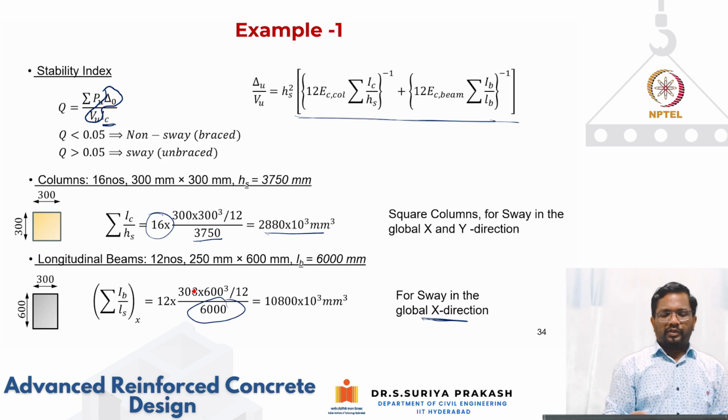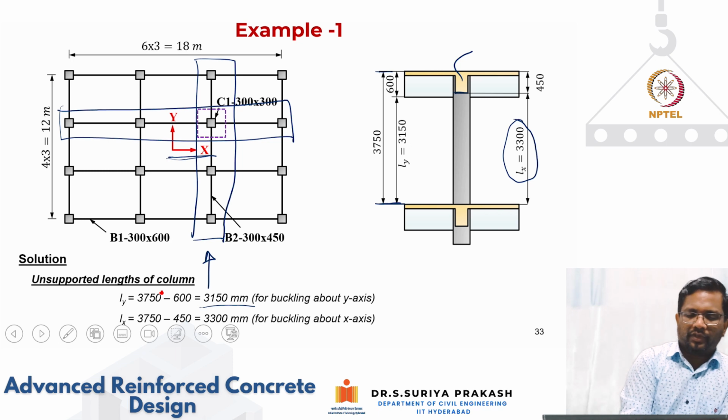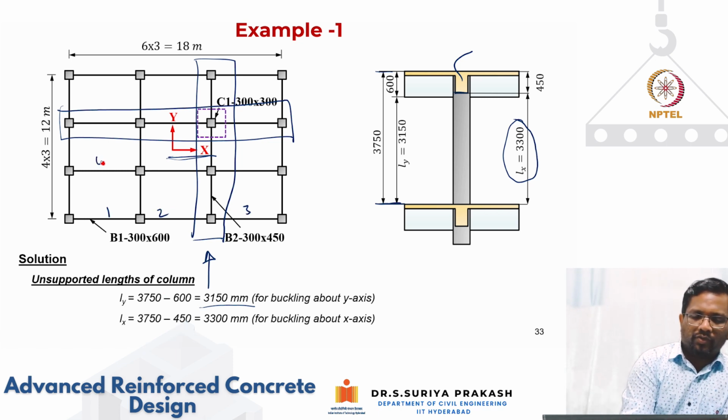So the moment of inertia of this cross section is 300 into 600 cube by 12, and 12 such beams are there. So let's go and calculate this. Okay. So you see here how many beams are there in the shorter direction? 1, 2, 3, 4, 5, 6, 7, 8, 9, 10, 11, and 12.